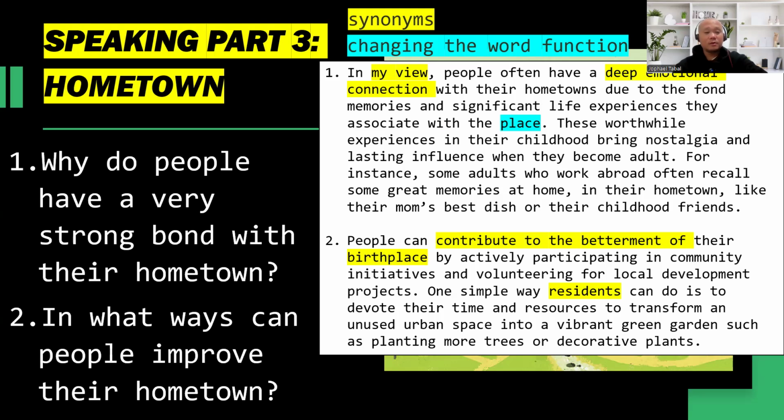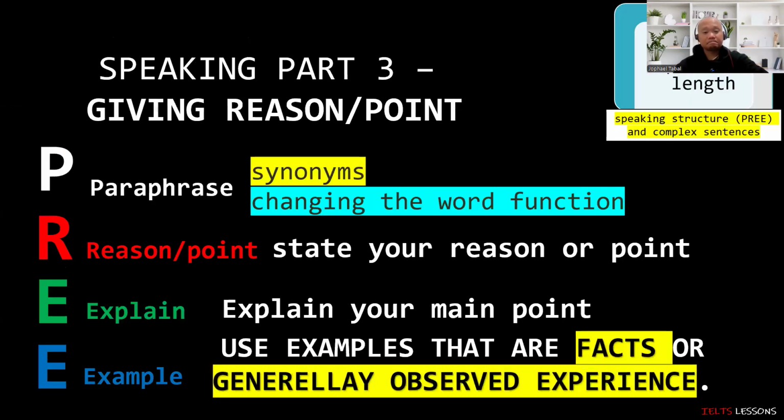The same way in speaking question number two, in what ways can people improve their hometown? The synonym for improve is betterment, or improve their hometown becomes "contribute", what can they do? So contribute. And for hometown here, the candidate uses the synonym birthplace. And for people, the candidate uses the synonym residence. So that's how simple paraphrasing is.